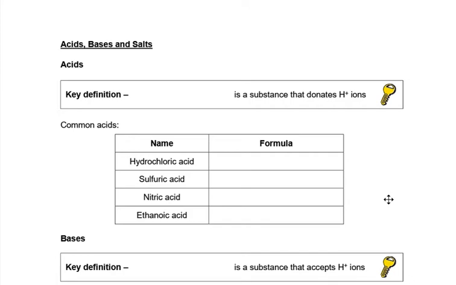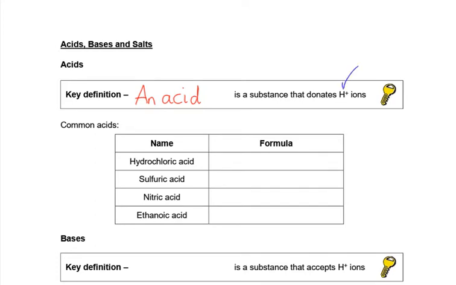So in the next of these introduction to chemistry videos, we're going to review your understanding of acids and bases and salts, and probably extend it a little bit from GCSE. So the first thing we need to do is consider what we understand by the word acid. And this is probably a little bit more than what you said at GCSE. An acid at A-level is a substance that donates H plus ions.